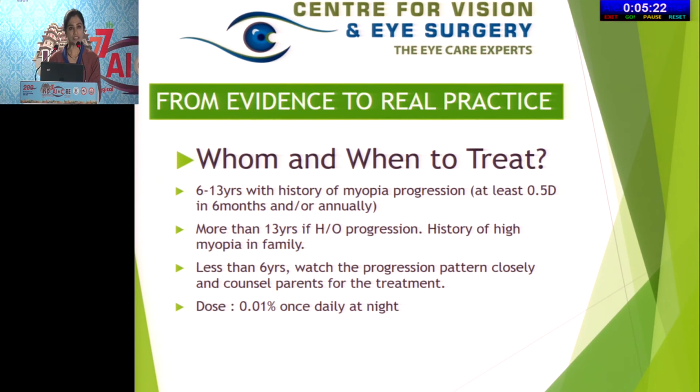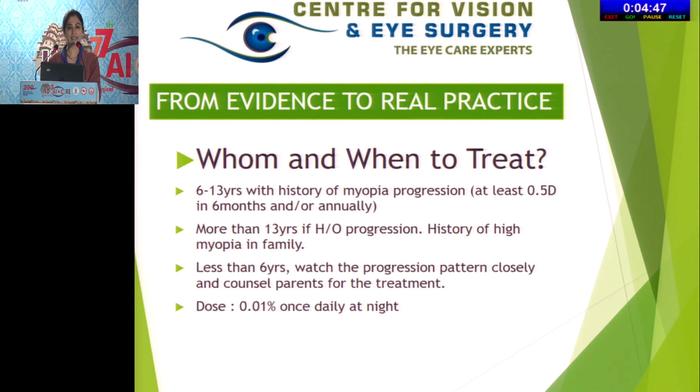Now from the evidence to the real practice, whom to treat and when to treat? I think that's the main question that generally comes up when you are in a real clinical setting. Generally, we treat 6 to 13 years of the children with history of myopia progression. This is important. We need to see the two subsequent readings. Either there would have been increase in 0.5 diopters in 6 months or annually. More than 13 years if history of progression, or if there is a history of high myopia in family.